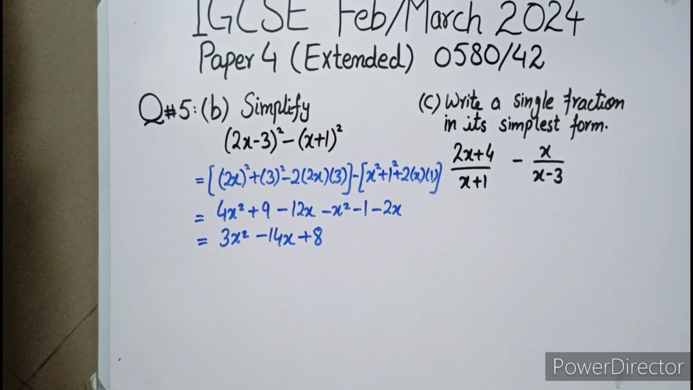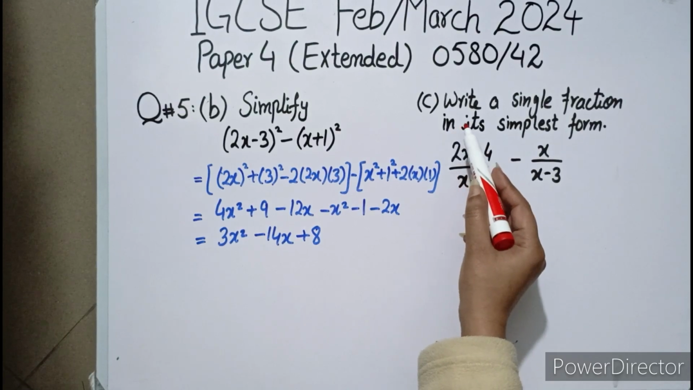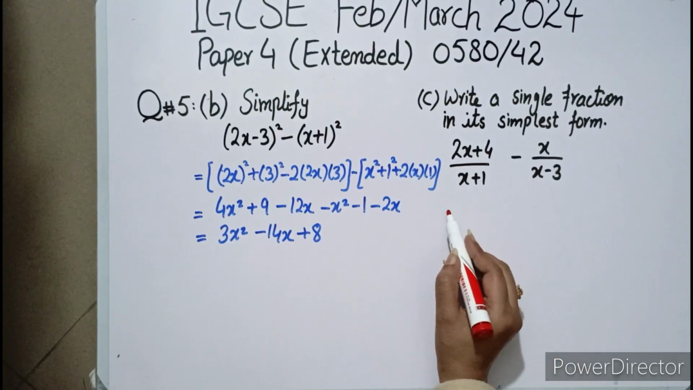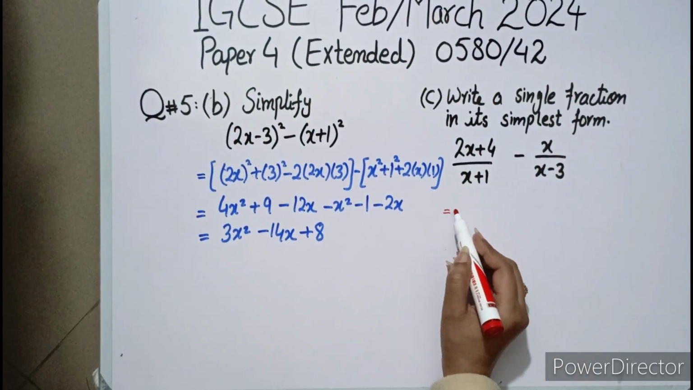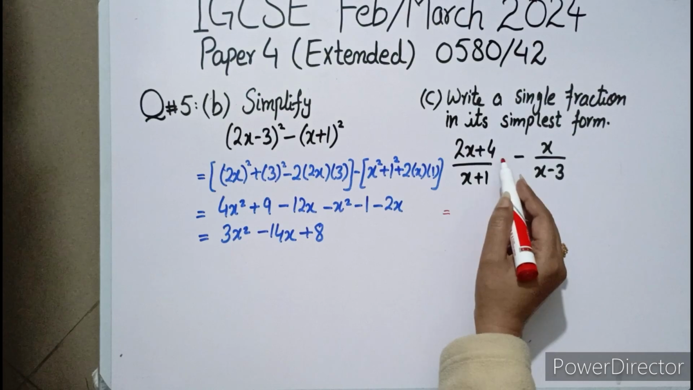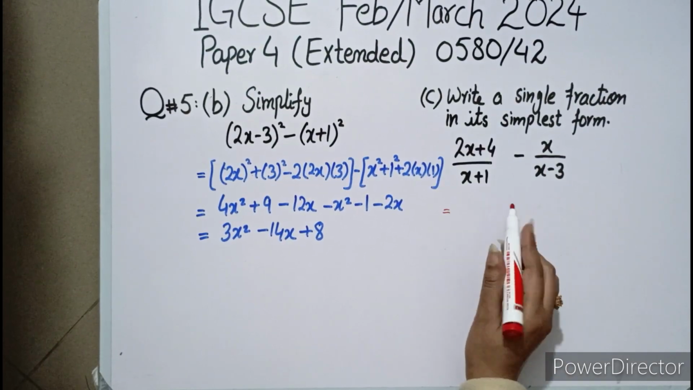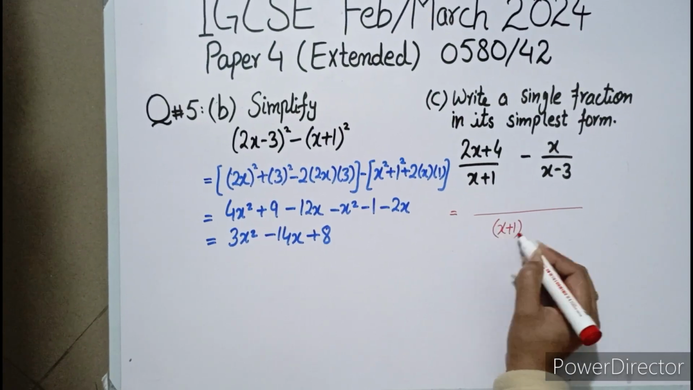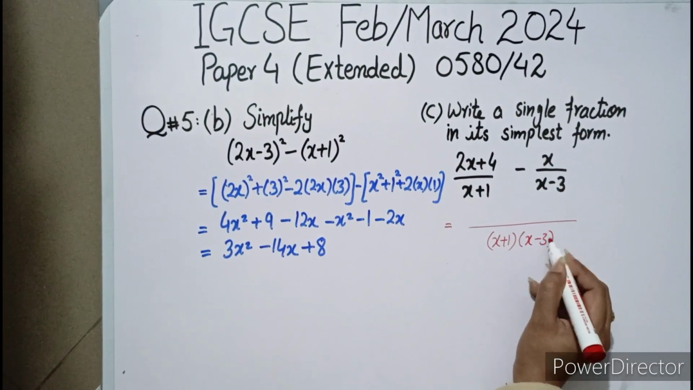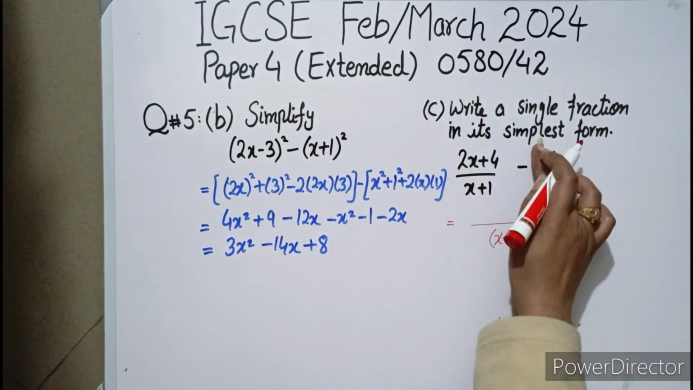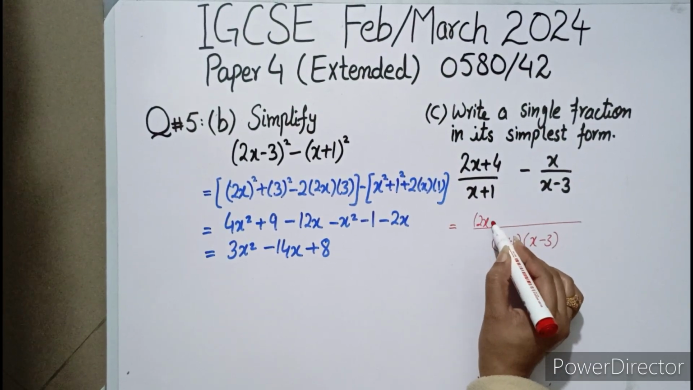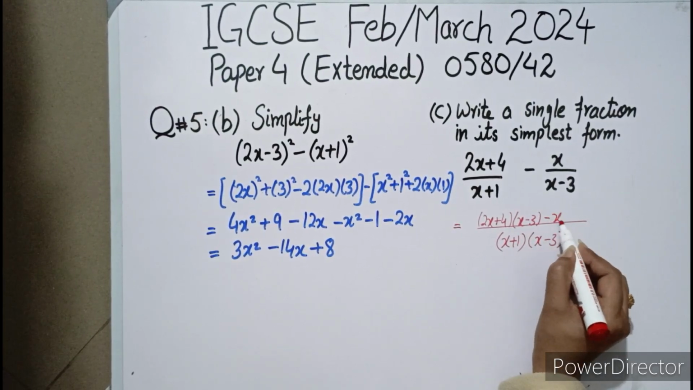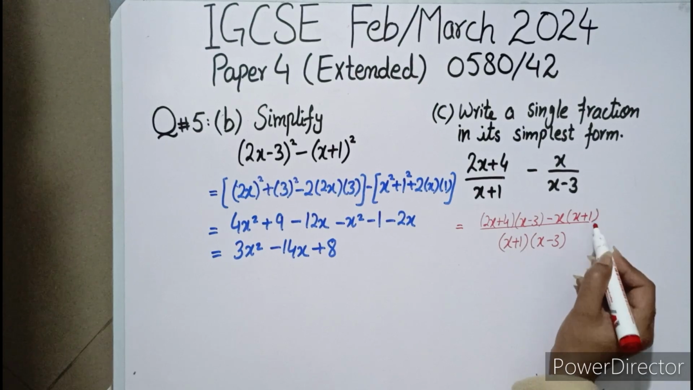If we move towards the next question, the examiner asks to write the single fraction in its simplest form. Since we are very much familiar that this is one fraction and this is one fraction, we have to combine these fractions into one. So we have to take the LCM of this expression, x plus 1, x minus 3. You have to multiply this with this and this with this one. 2x plus 4 multiply with x minus 3 minus x multiply with x plus 1.